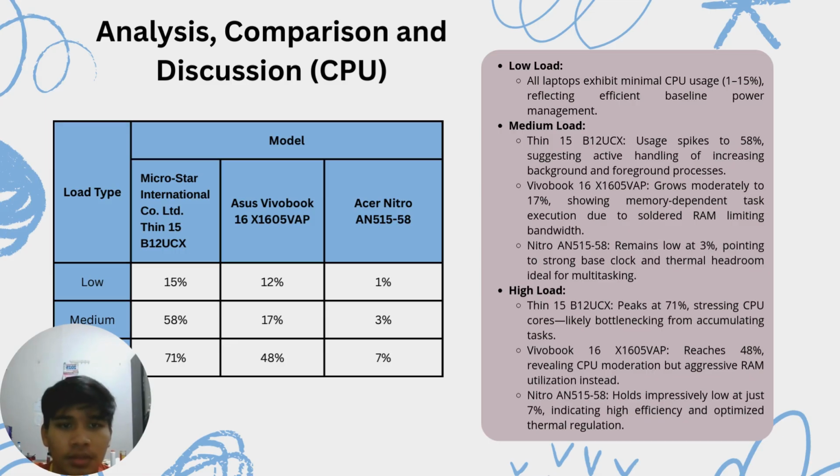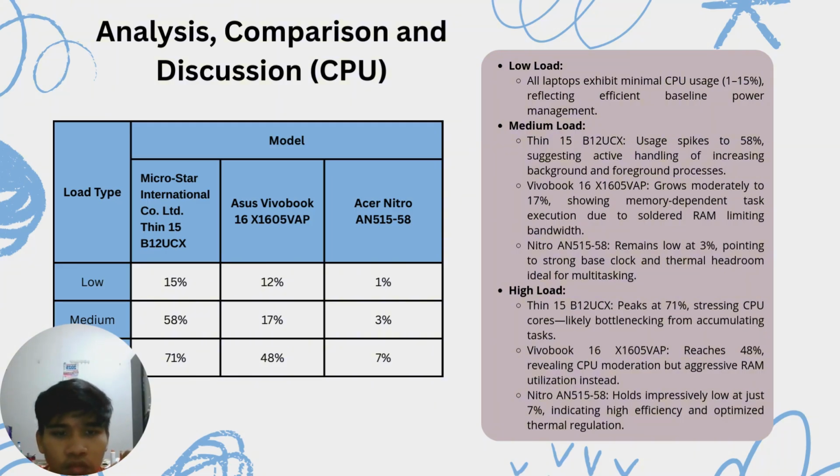foreground processes. For the VivoBook 16, growth is moderate at 70%, showing memory-dependent task execution due to soldered RAM limiting bandwidth. The Acer Nitro remains low at 3%, pointing to a strong base clock and thermal headroom, ideal for multitasking. For the high load, the Thin 15 peaked at 71%, stressing the CPU core, likely bottlenecking from accumulating tasks.